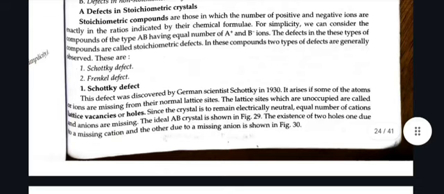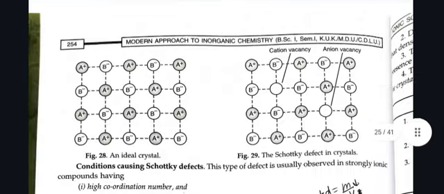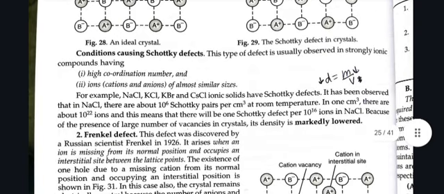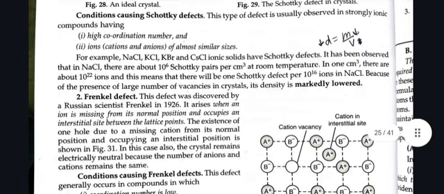Conditions causing Schottky defect. This type of defect is usually observed in strongly ionic compounds having high coordination number and ions, cation and anion, of almost similar size. For example, NaCl, KCl, KBr and CsCl ionic solids have Schottky defect. It has been observed that in NaCl there are about 10 to the power 6 Schottky pairs per cubic centimeter at room temperature. In 1 cubic centimeter there are about 10 to the power 22 ions, and this means that there will be one Schottky defect per 10 to the power 6 ions in NaCl. Because of the presence of a large number of vacancies in crystals, its density is markedly lowered.